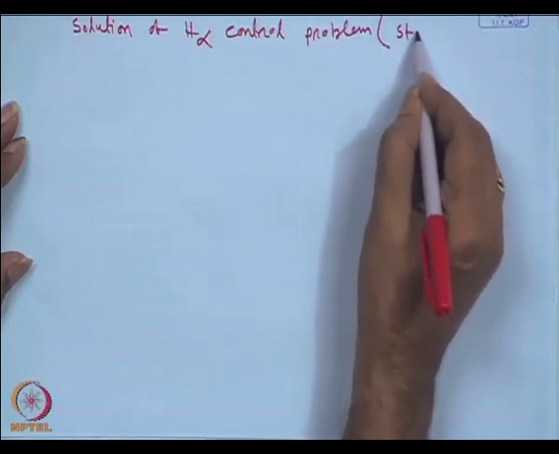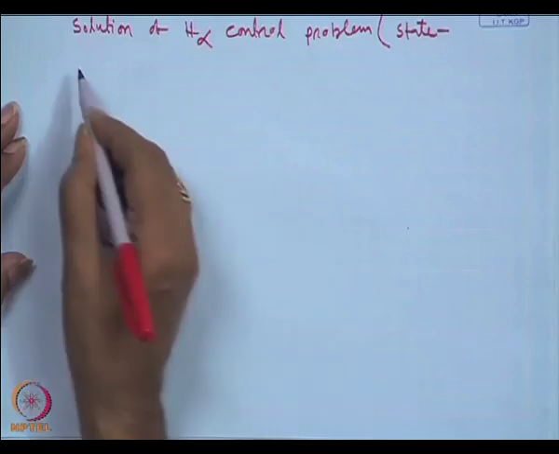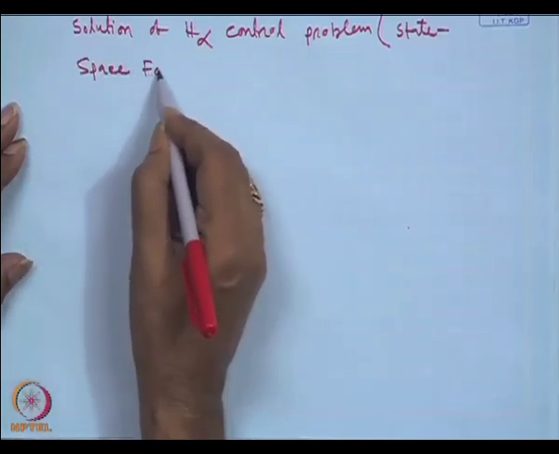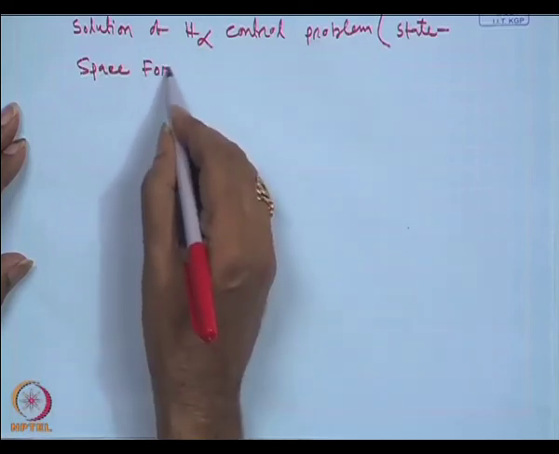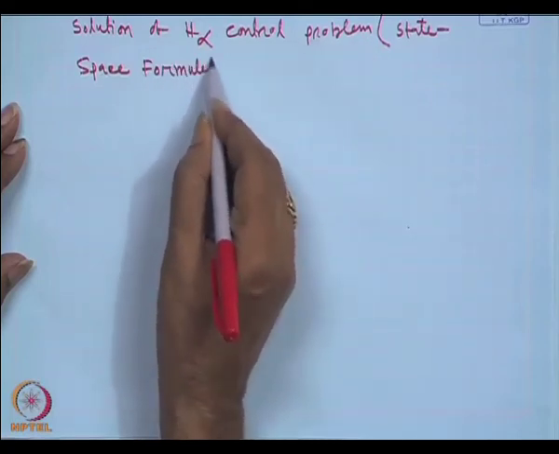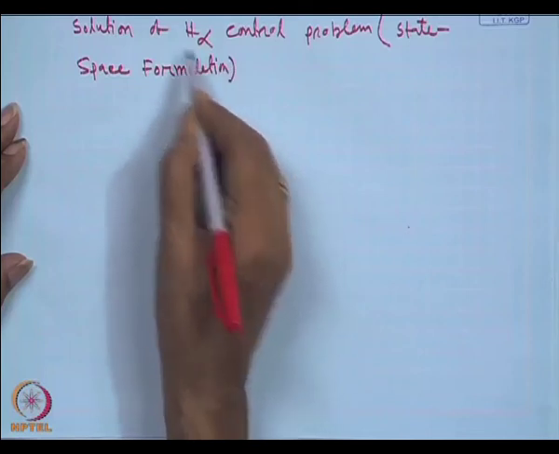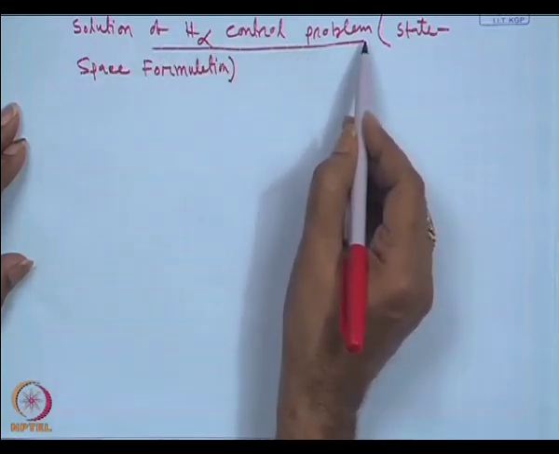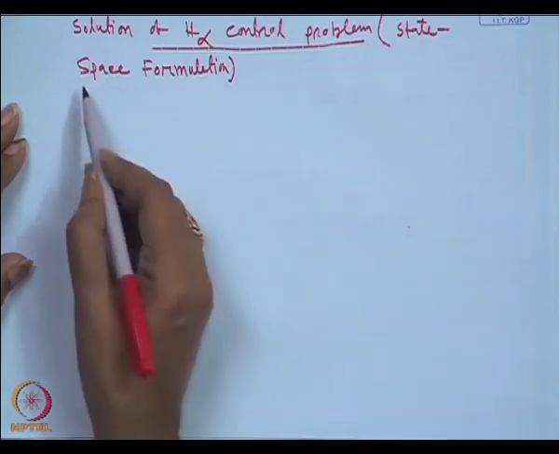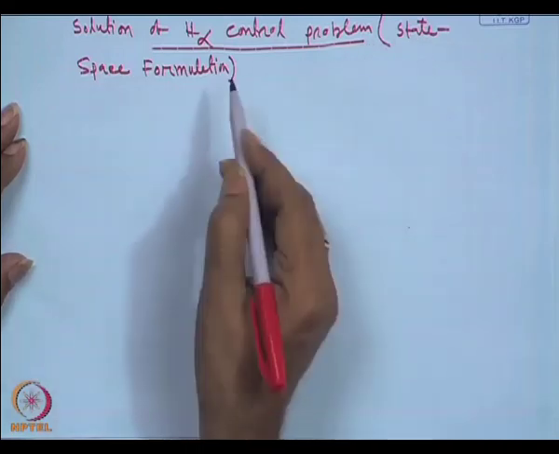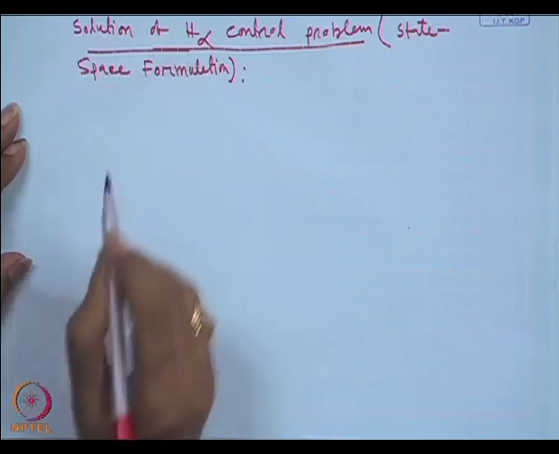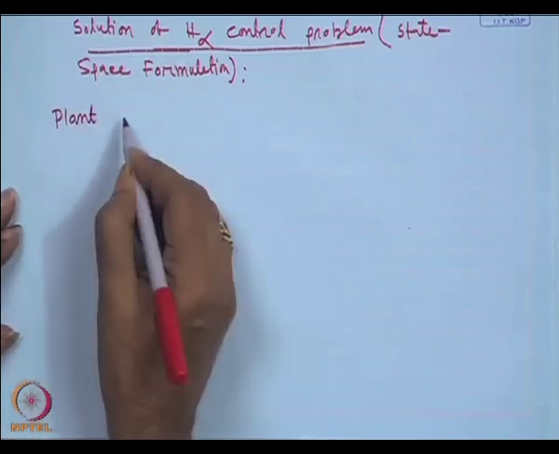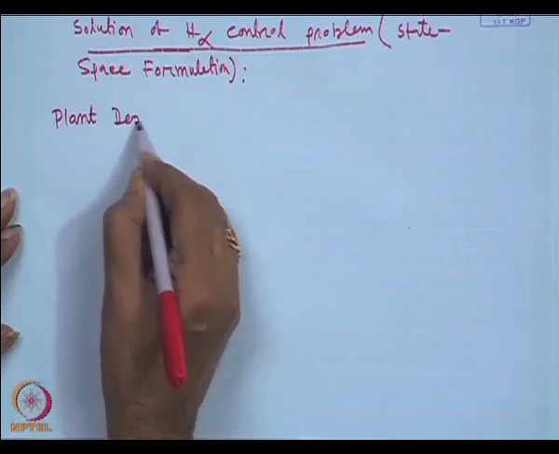And let us call the system is described in state space formulation. We are solving this one with the state space formulation. The solution of the H infinity control problem is done through the state space formulation. Okay. So, you know already, if you recall our earlier lecture, the plant description.